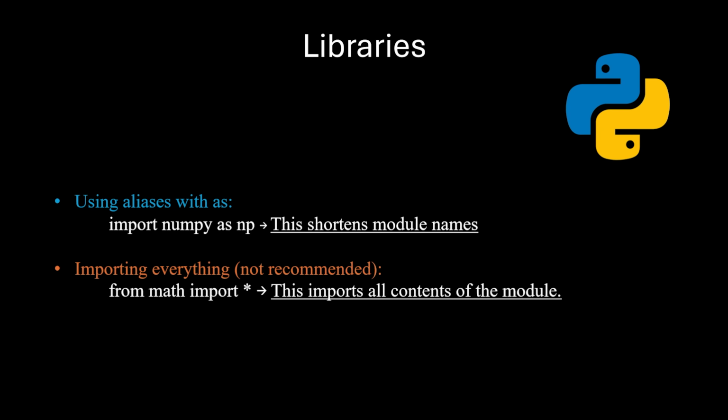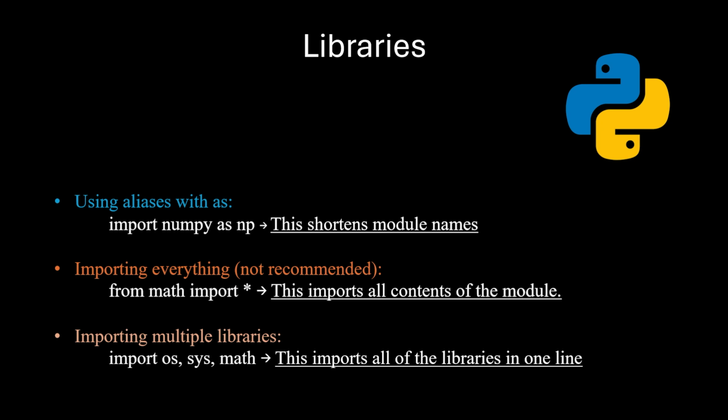While it's possible to import all contents of a module using from math import asterisk, this approach is generally discouraged because it can clutter the namespace and lead to naming conflicts, potentially making the code harder to debug. You can also import all of the libraries you need in one line, like import os, sys, math. Here, commas separate them and you can make your code shorter.